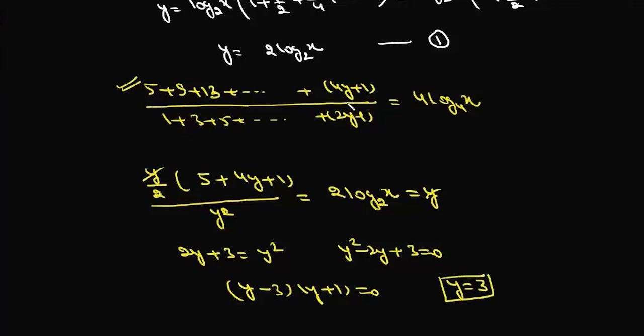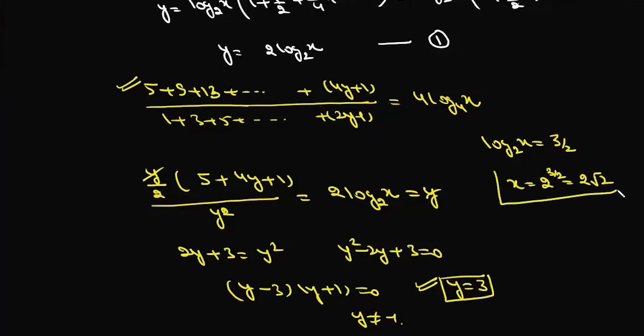Now since y is also the number of terms, it cannot be negative. So the only value of y we are taking is y equals 3 and not y equals minus 1. So if we take y as 3, then log x base 2 is 3 by 2, then x is 2 to the power 3 by 2, which is simply 2 root 2. So the value of x is 2 root 2 and the value of y is 3.